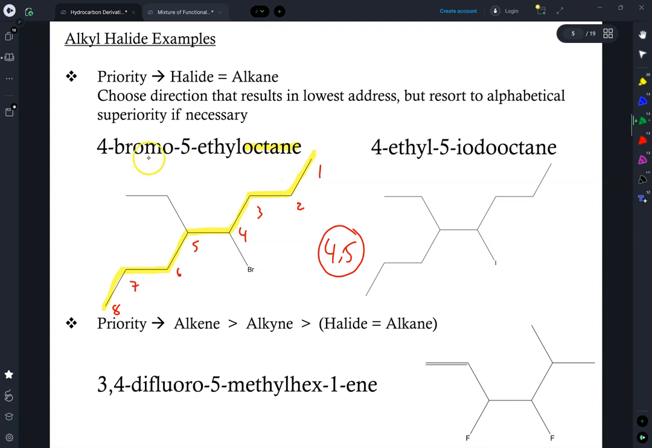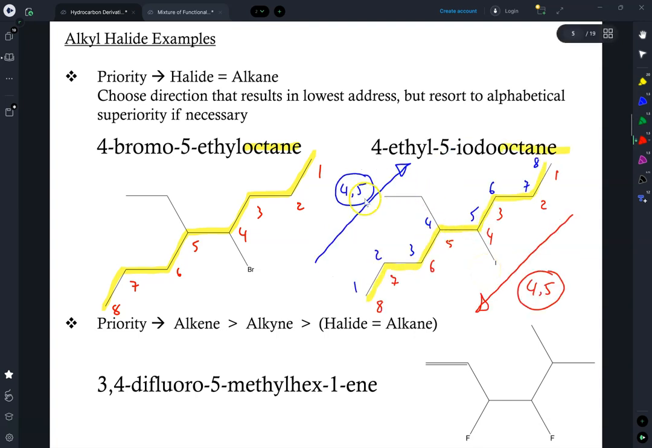To prove that alphabetical order was used in determining which branch got priority, I copied the exact same structure on this side, but instead of a bromine, I put an iodine here. With 8 carbons, it is still octane in the parent chain, and the address numbers are still 4, 5 in both counting directions. So again, we have to rely on alphabetical order for choosing the proper direction.